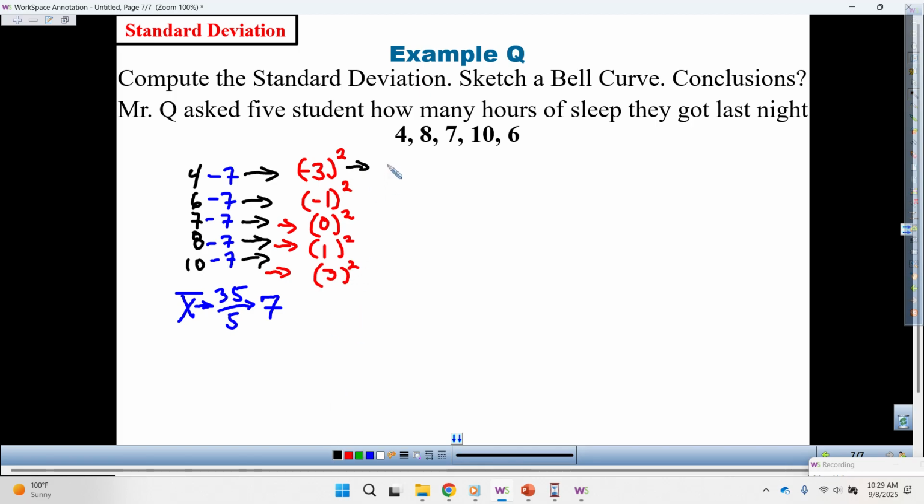So, negative 3 squared is 9. This is 1, this is 0, 1, and 9. All right? Tell your neighbor what to do next from there. What do we do next?